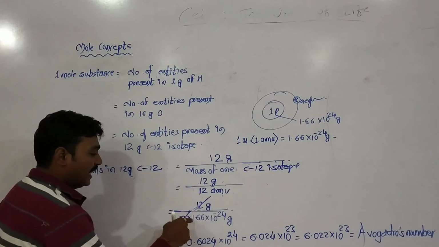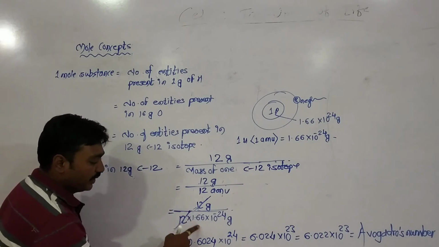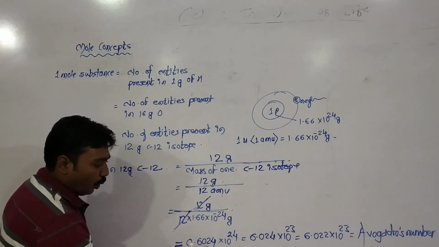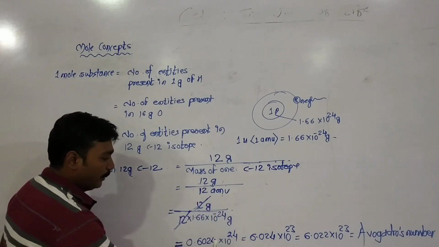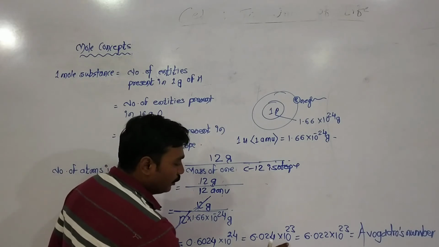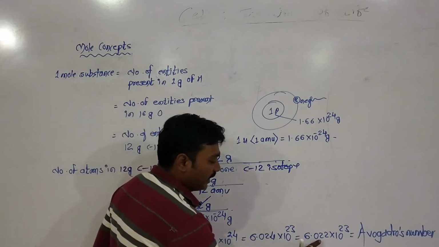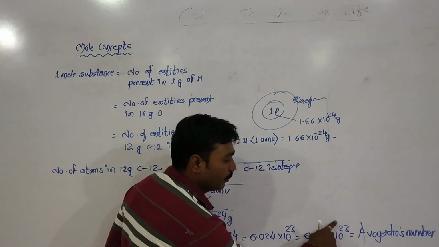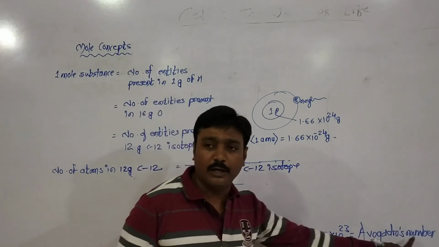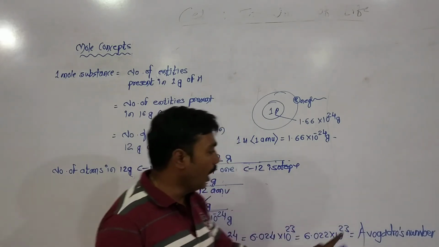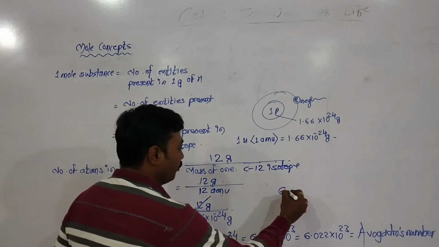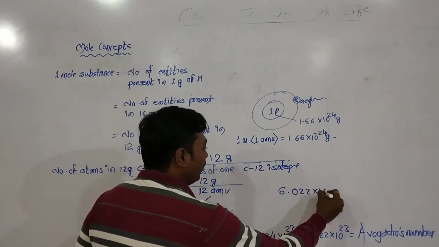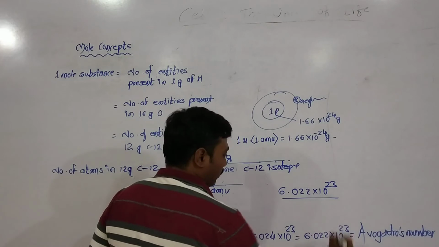That 12 gets cancelled. The reciprocal of 1.66 is 0.6024 into 10 to the power 24. That will become 6.024 into 10 to the power 23. Finally, the exact value is 6.022 into 10 to the power 23, found to be equal to Avogadro's number. In all three cases, we get the same number, 6.022 into 10 to the power 23, with some error.